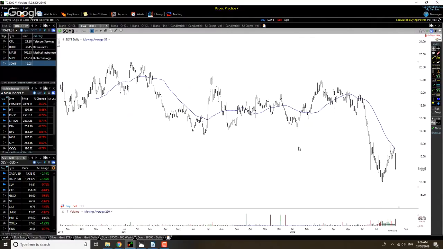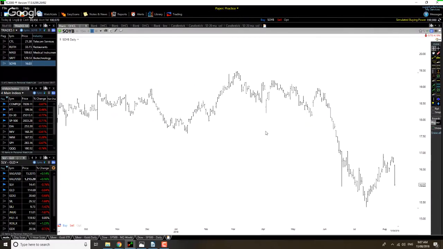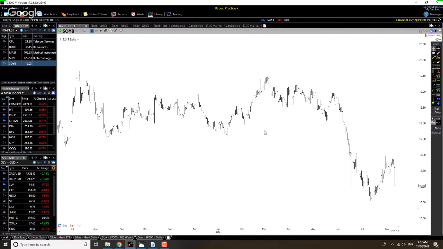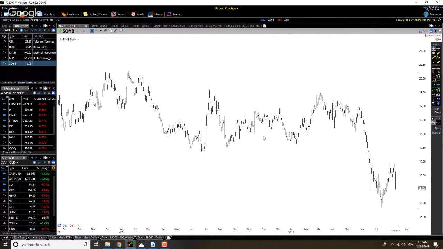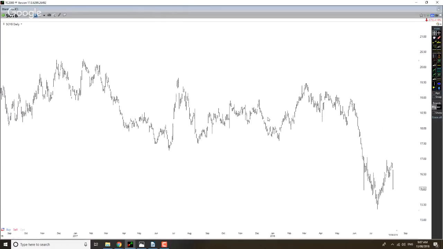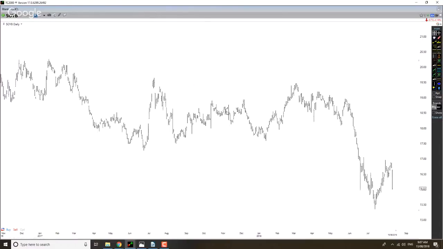Okay, now there's two different types of things we can do here. Now let's actually bring this up here. Firstly, what I want you to do is bring up just a blank chart, and as you can see on my screen right now, I have simply a blank chart here. It doesn't matter what market you're looking at. I'm looking at soybeans right now. I'm actually short. This is the SAYB, which is the ETF, the exchange traded fund with soybeans.